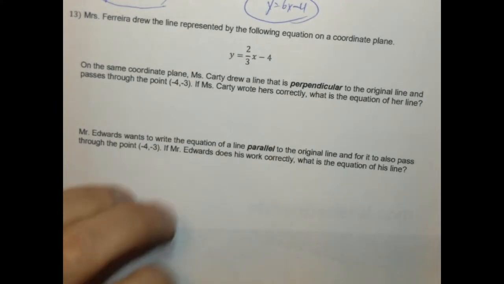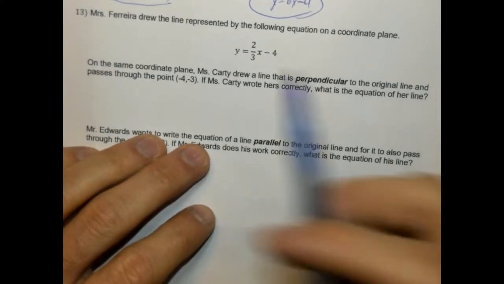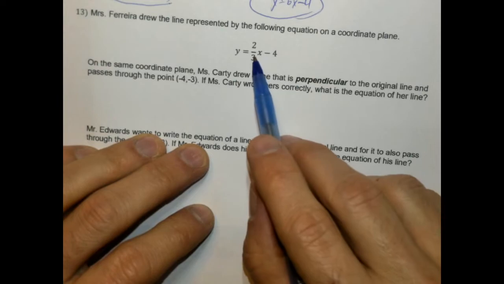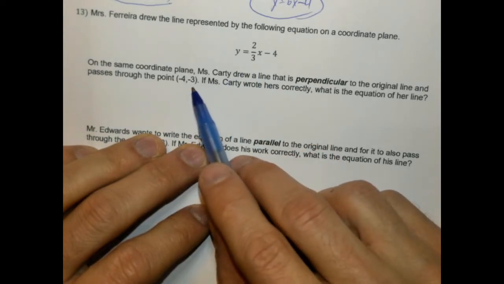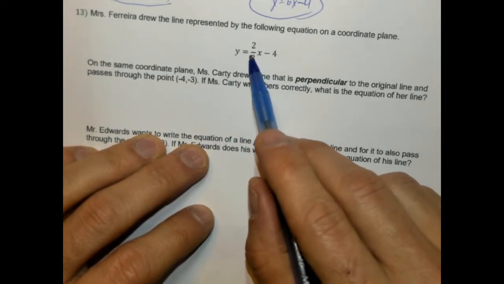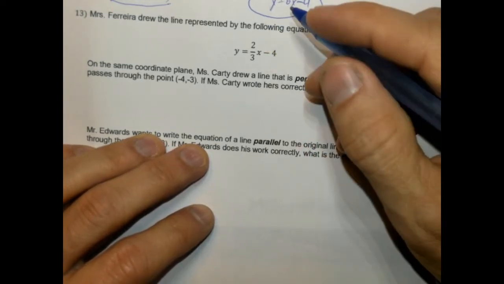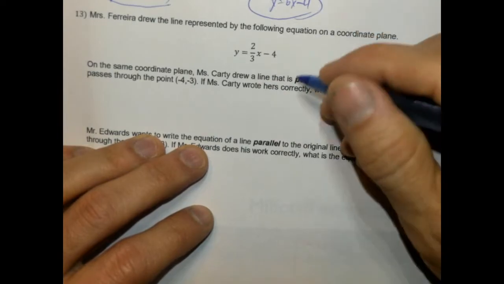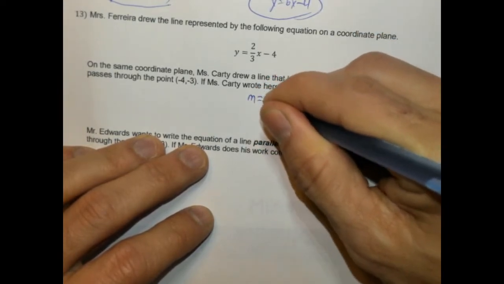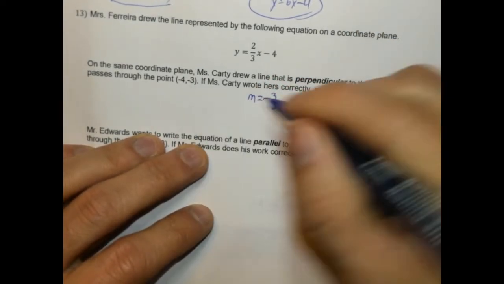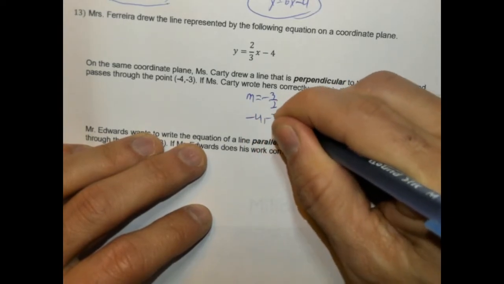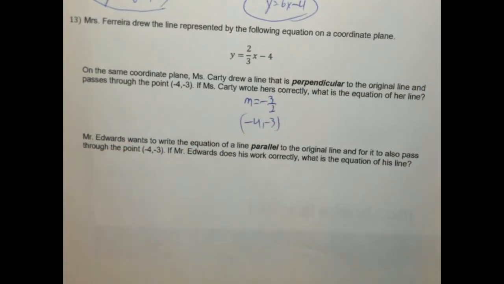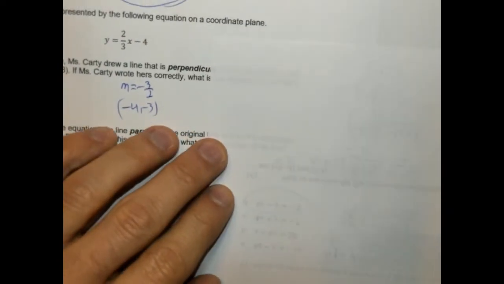Okay, so we got Miss Ferreira's line right here. Miss Cardy drew a line that's perpendicular to this one and goes to this point. So if it's perpendicular, we need to take this rate of change, flip it, and change its sign, because it's the opposite inverse. So 2/3 will become 3 over 2, and a positive will become negative. So our rate of change is going to be negative 3 over 2. And it's going through the point -4, -3. Now there's not a lot of room here, so we're going to use another piece of scrap paper just to figure this out. So this will be Miss Cardy's line.